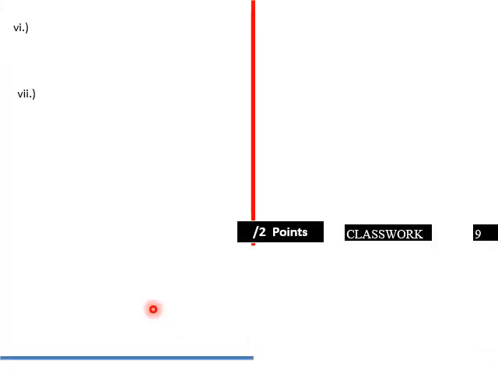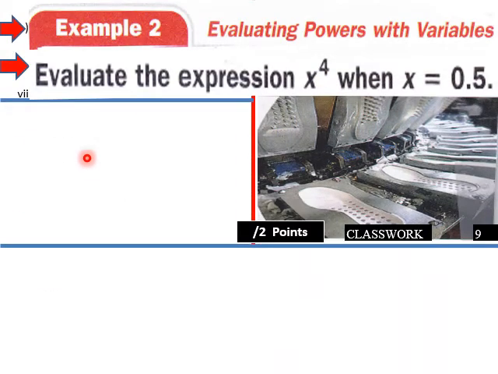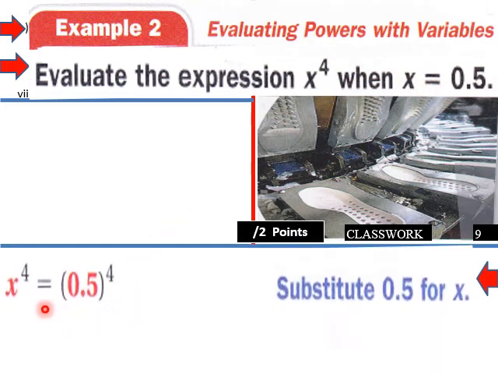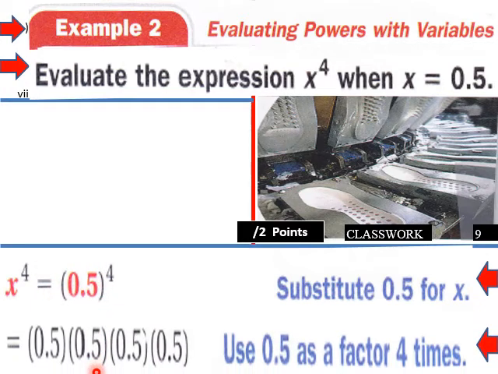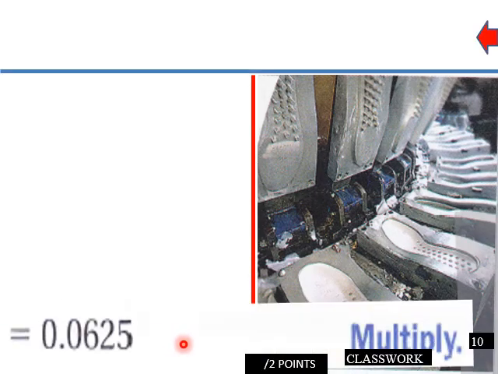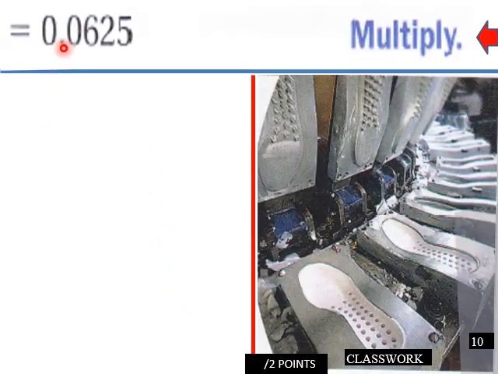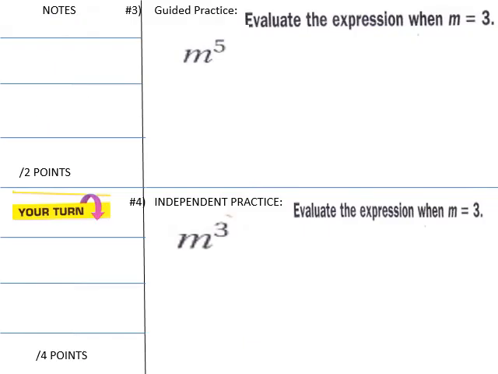Into our next example 2, evaluate the expression x to the fourth when x equals 0.5. So here's what it would look like here in the algebra. 0.5 to the fourth. So use 0.5 as a factor 4 times, and what do we get here? 0.0625 when you use your calculator, or you could do it by hand right here. You got plenty of room to try it here, to check it.